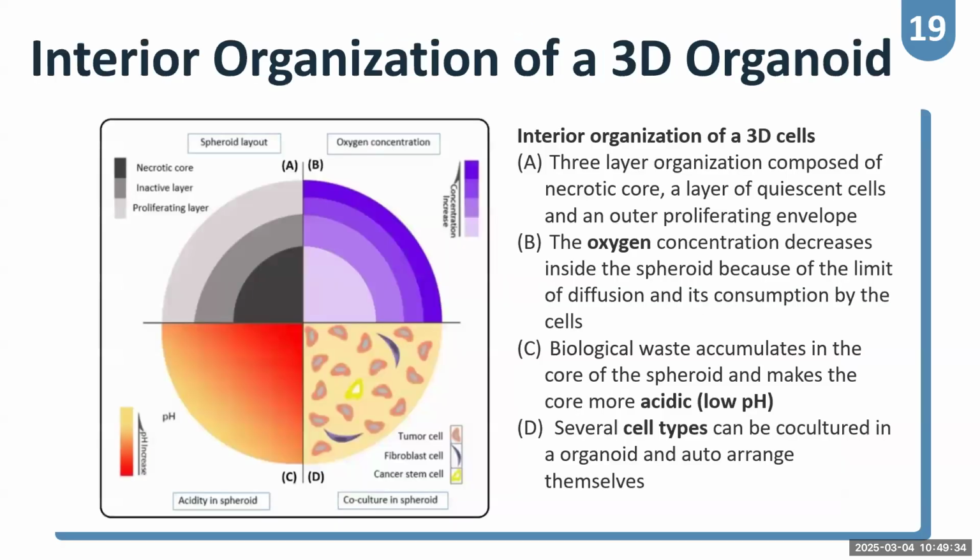Okay, so again, the interior organization. I have already mentioned three things that we have to be concerned about: the oxygen concentration, and the layers from proliferation until necrosis. Okay, also the pH we have to be concerned about, and the organoid can contain many types of cells, for example tumor cells, fibroblasts, and immune cells.